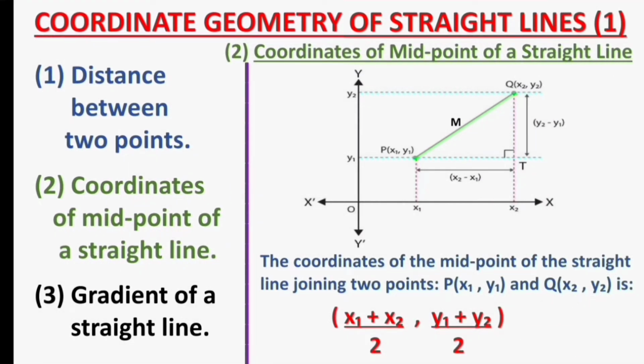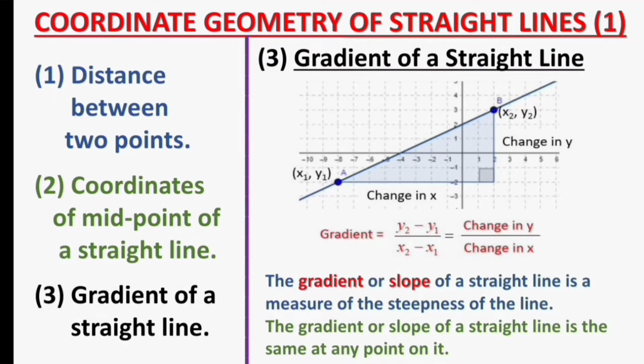Let's see our second formula for coordinates of midpoint of a straight line. The coordinates of the midpoint of a straight line joining 2 points, point P having the coordinates x1, y1 and point Q having the coordinates x2, y2 is x1 plus x2 all divided by 2 representing the x-coordinate of the midpoint and y1 plus y2 all divided by 2 representing the y-coordinate of the midpoint. Please take note of this formula for the coordinate of the midpoint of a straight line.